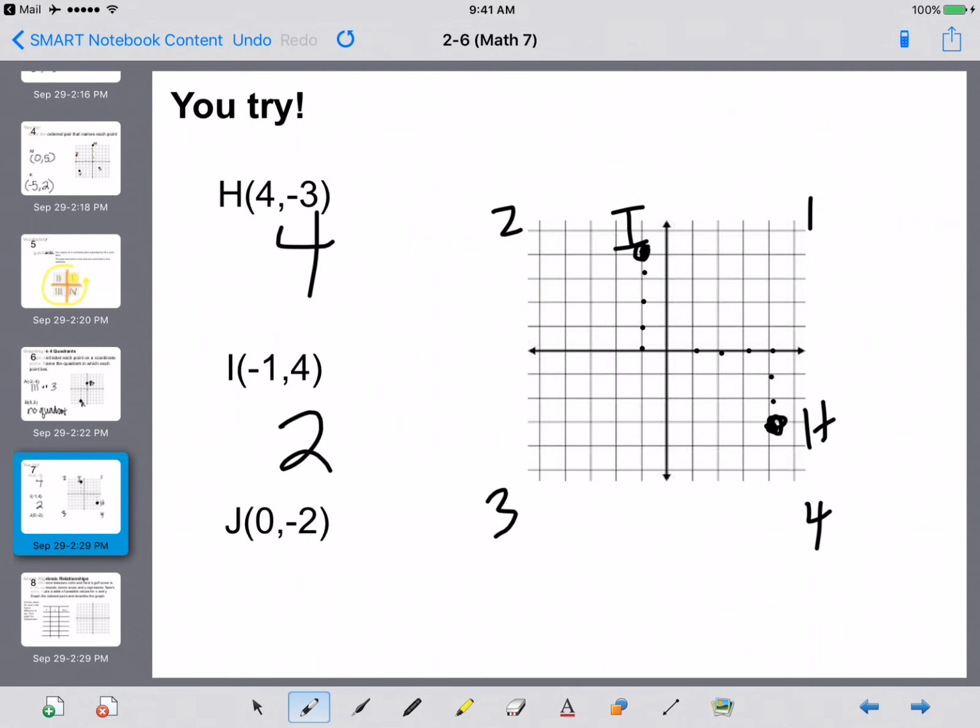And 0, down 2. J. And J is in none. It has no quadrant because it's along the 0 line.